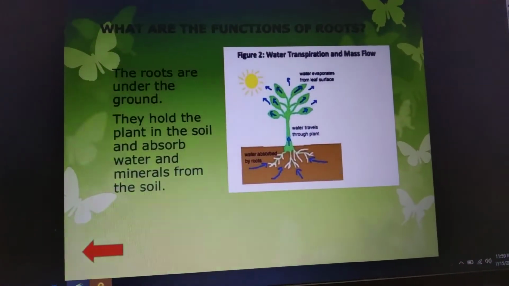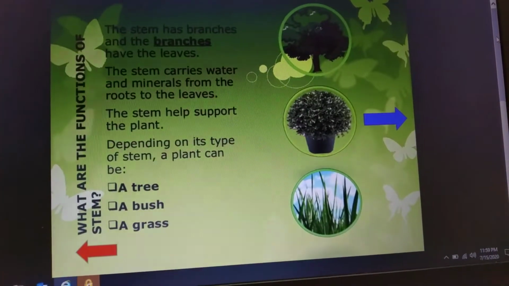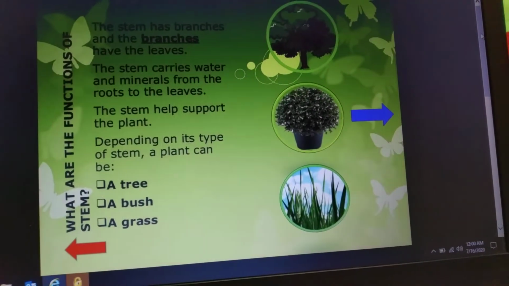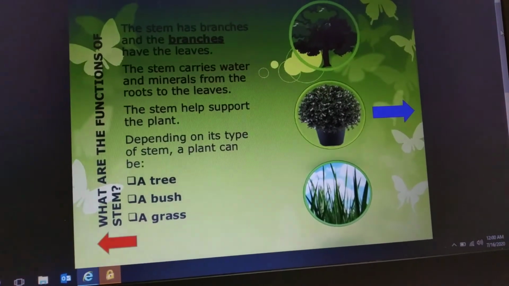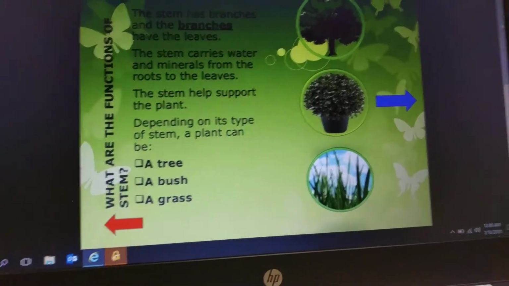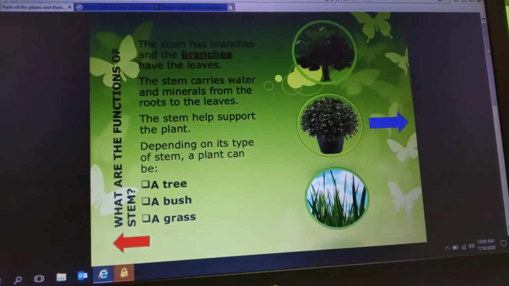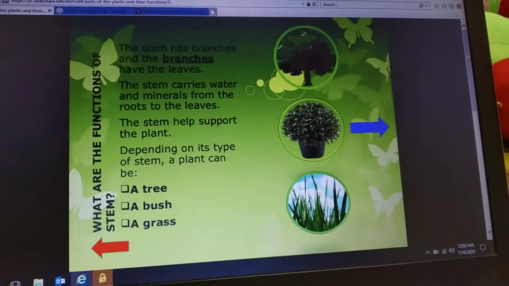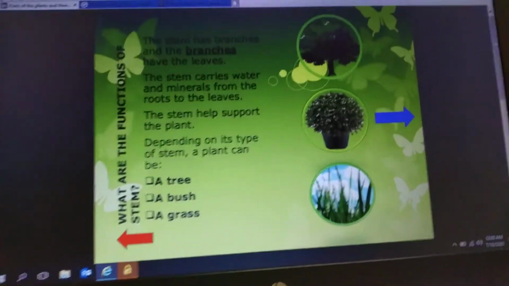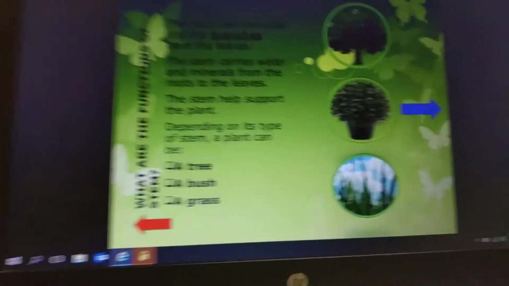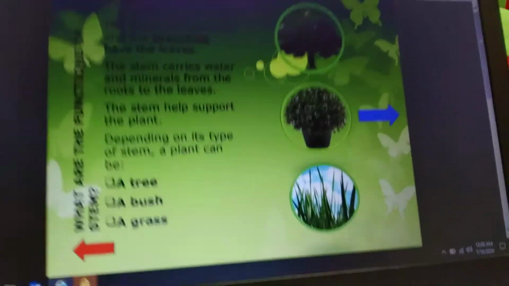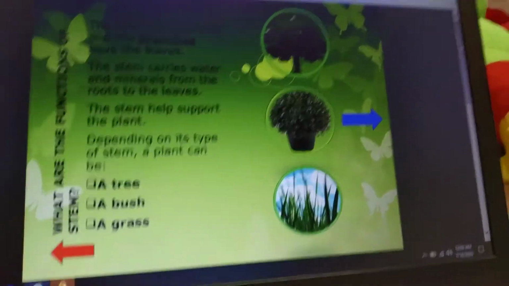Next, what is meant by shoot, children? Already we have learned about the shoot. Shoot is the visible part of the plant that grows above the ground. So it bears stems, branches, leaves, buds, flowers and fruits. So stem will have branches. Branches will have leaves. Are you observing the pictures, children? So stem will carry water and minerals from the roots to the leaves. Different plants will have different types of stems, children. The stem only will support the plant.